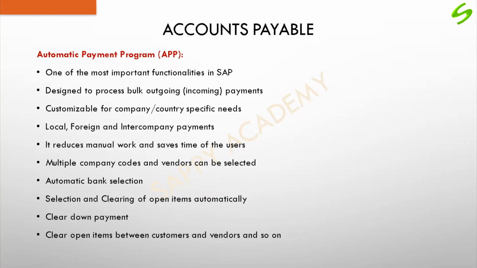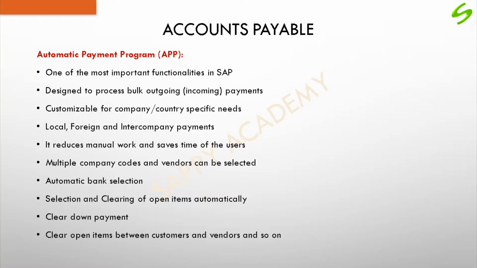APP does the selection of the open items automatically based on the information we provide in APP initial screen or parameter screen. And after selection, we may change it, we may edit it, remove something, add something, and then we can finalize it. Once we finalize it and run the payment run, it clears the open items and makes the payments and generates the payment media. So this all happens automatically, which helps a lot of time and manual labor.